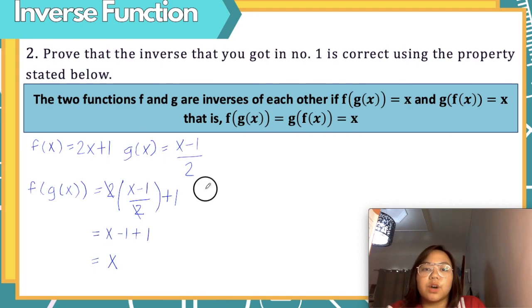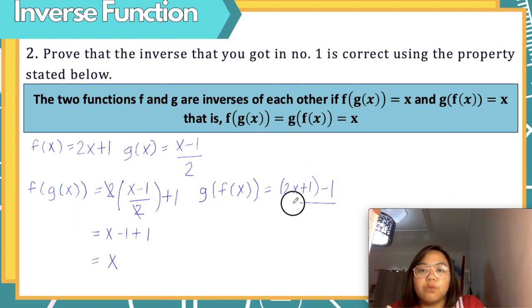Okay, so let's solve for g of f of x. So this should be equal to x also. Okay, so this time we will be substituting f of x to g of x. So that will be 2x plus 1 minus 1 over 2. Again, we just change the variable here to f of x. Okay, then we solve. 2x plus 1 minus 1. So this will be 0 plus 1 minus 1 is 0. So that will be 2x over 2, and this can be cancelled out, so it is also equal to x.